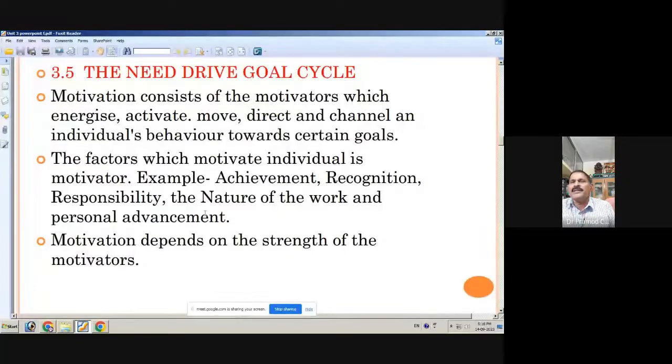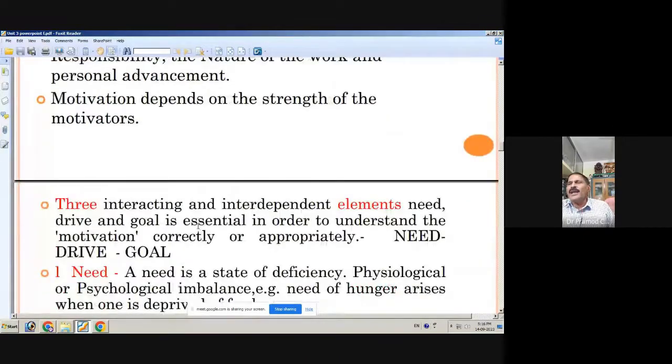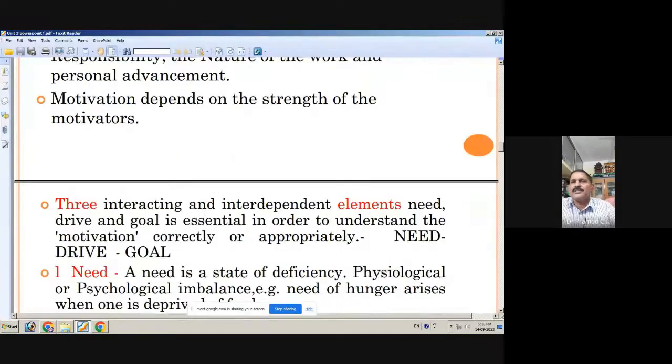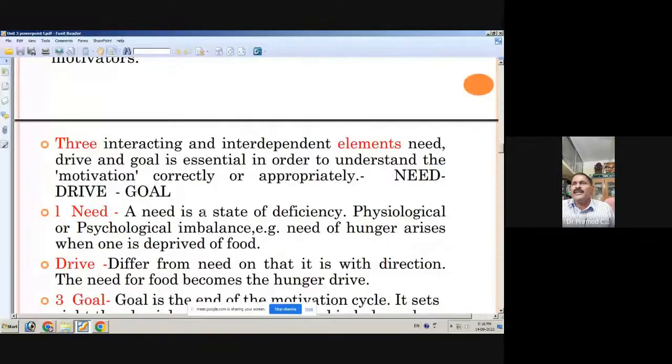And advancement is there. And the factors which motivate an individual are the motivators. And definitely we will have to be guided by the need and also the drive and goals. Motivation always depends on the strength of the motivators. And you know that three interesting factors are there, which are interdependent elements.